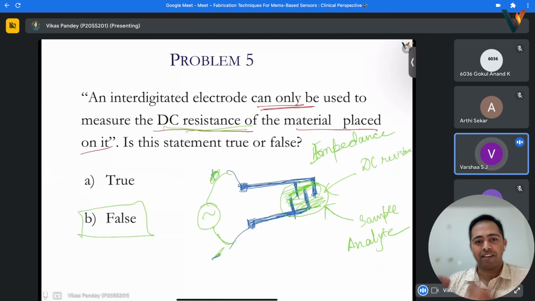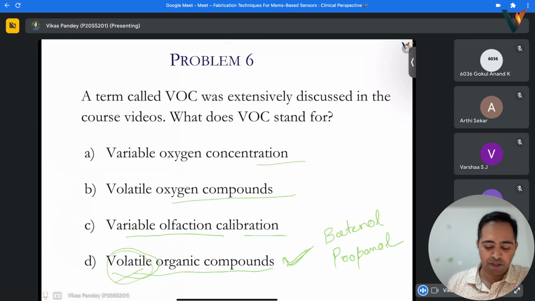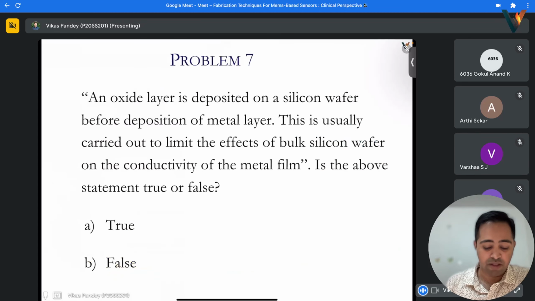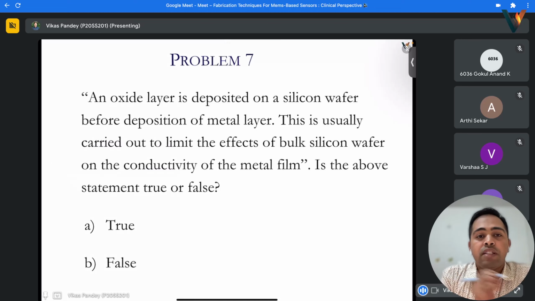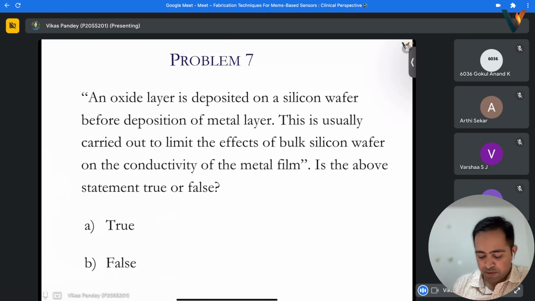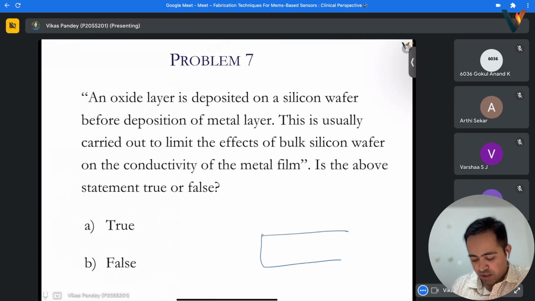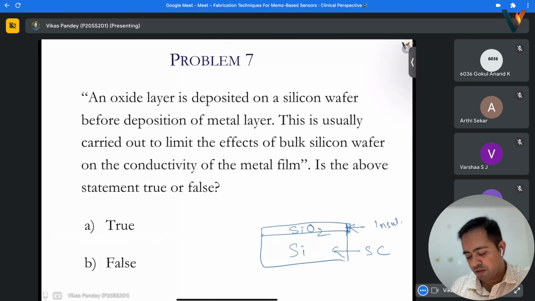Actually, I kept one extra slide there. An oxide layer is deposited on a silicon wafer before deposition of metal layer. Like sir said, we had silicon and then we deposited SiO2, which is an insulator. Silicon is a semiconductor and SiO2 is an insulator.